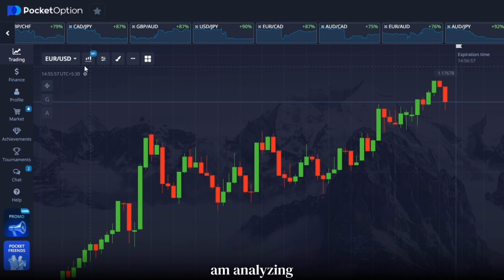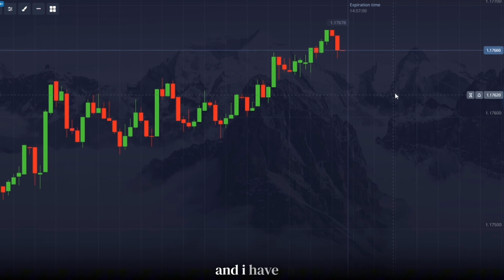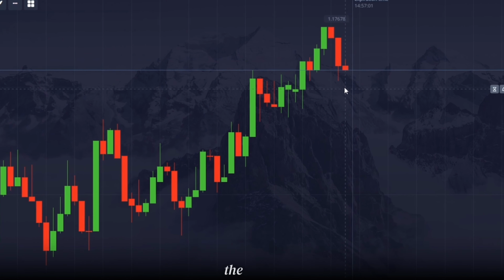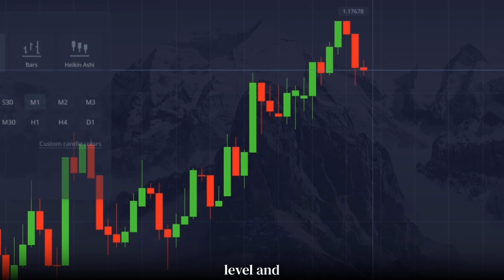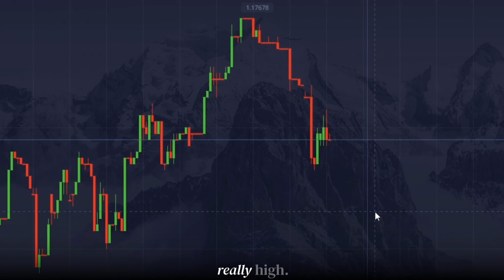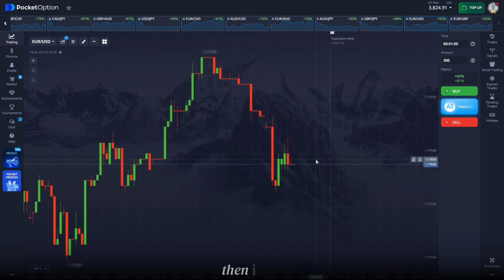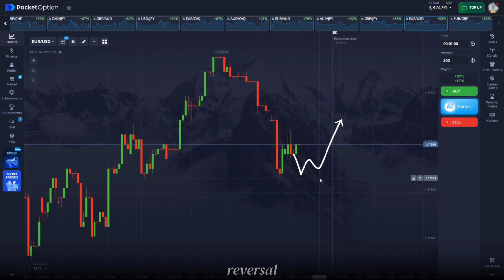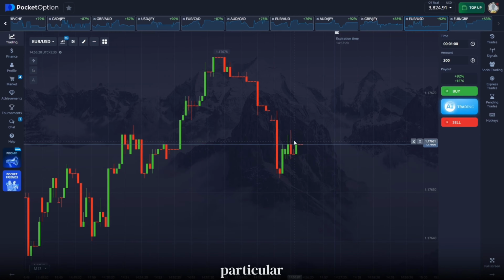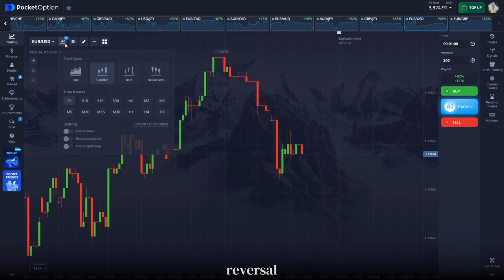Right now I am analyzing the Euro US dollar chart and I have a clear trading opportunity here. The price, you can see, closes just above the support level and chances of reversal are really high. First I will take the trade and then I will explain the setup. I'm just waiting for the retracement. If price goes down and then forms a reversal pattern, I will place my trade instantly, because on this particular chart I cannot see a strong bullish reversal pattern.